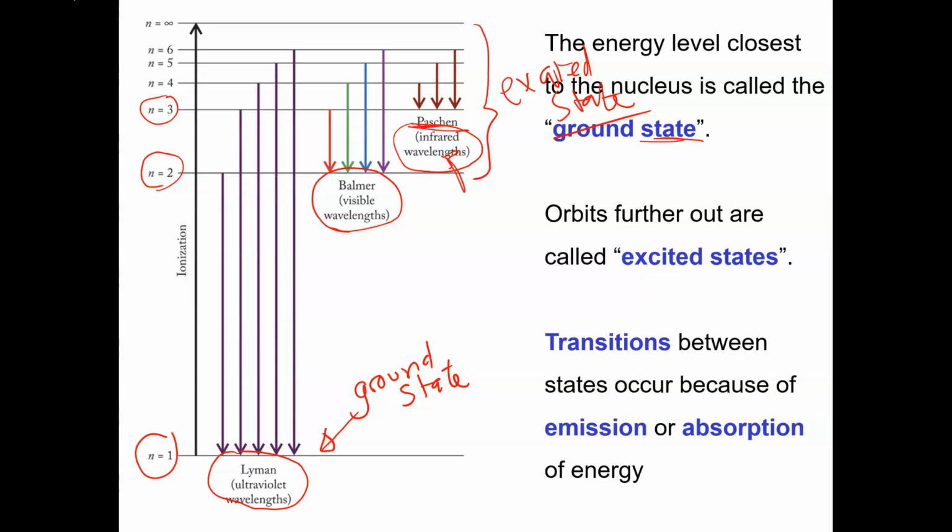Eventually they get very tiny spaces between those energy levels, and they become what we call a continuum. When we go up to the n equals infinity level, the electron is no longer attached to the atom, and the atom has become what we call ionized. That electron has been knocked out of the atom.